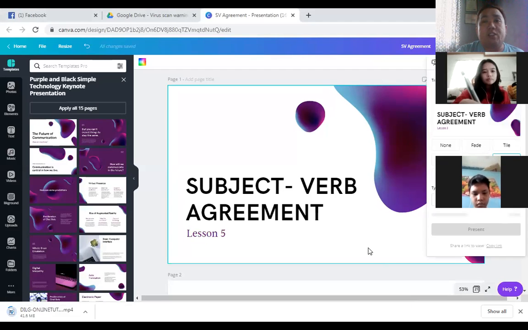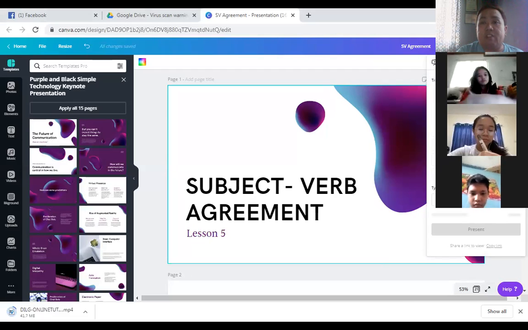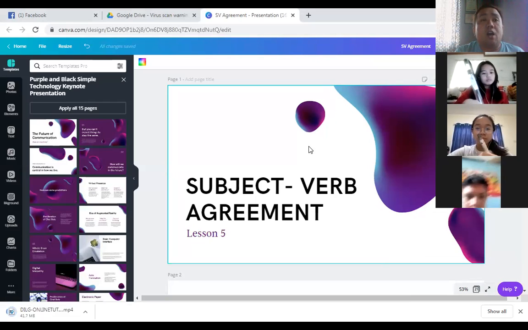I decided for this afternoon to talk about subject-verb agreement, since it's very important whenever we write, either in prose or poetry setup.